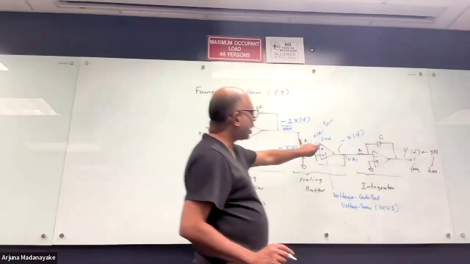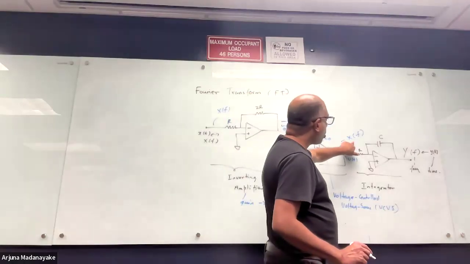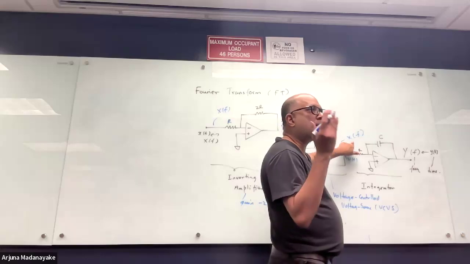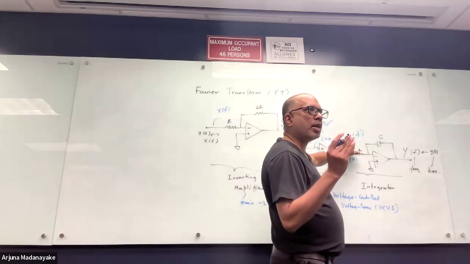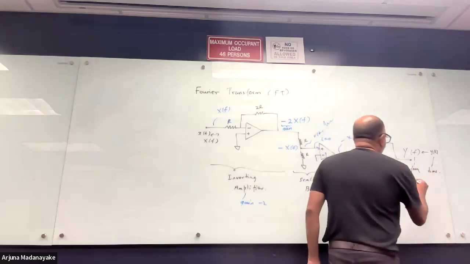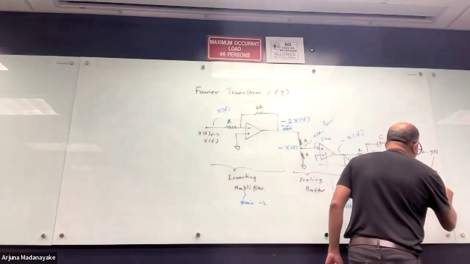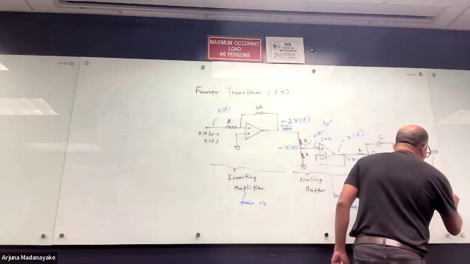All right, so negative x of f here, but we just found out that by having an integrator, the only thing it does is that it adds a 1 over j2πf at the bottom. So the spectrum y of f is going to be whatever the input, which is negative x of f, divided by j2πf.